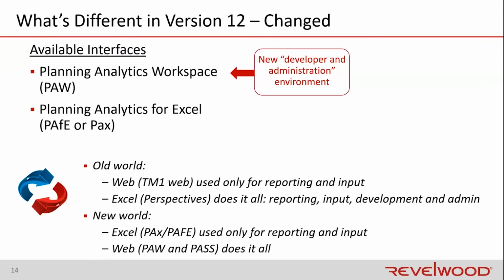Like I said, the goal of today's session is not to go into the details of that. We have a series of webinars that we've conducted about how to do development in PAW and how to do some of the administration, and I absolutely encourage you to take a look at those or contact us if we can answer any questions. But the main takeaway of the difference is to flip that full 180. Planning Analytics for Excel is going to be the majority of your end user interface. PAW is going to be your end user interface and your developer and administrator interface.